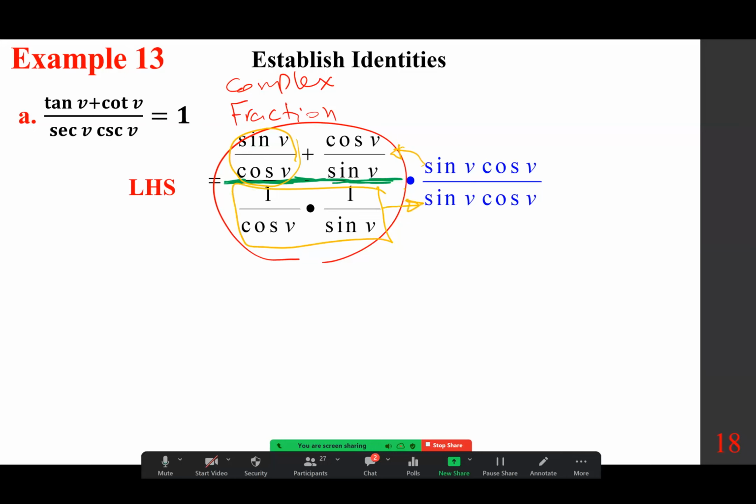When we multiply the bottom by sine V cosine V, everything goes away. You get simply 1. And as you know, sine squared plus cosine squared equals 1. That's one of those Pythagorean identities. So this is the right-hand side, and we are done. We proved that.